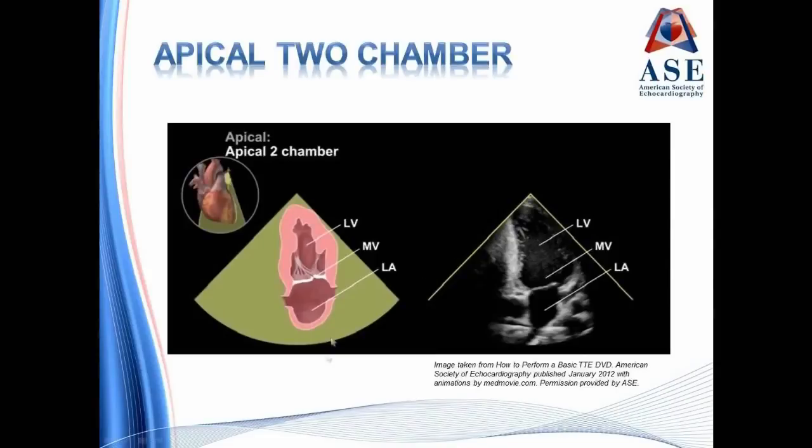Now, rotating the transducer from the apical 4-chamber, we reach the apical 2-chamber view. This view shows, again, the left atrium here, and the anterior wall and the inferior wall. In this view, you can often see the left atrial appendage if it's enlarged.